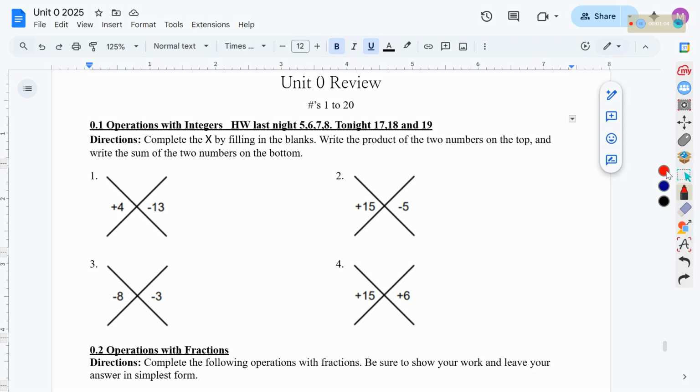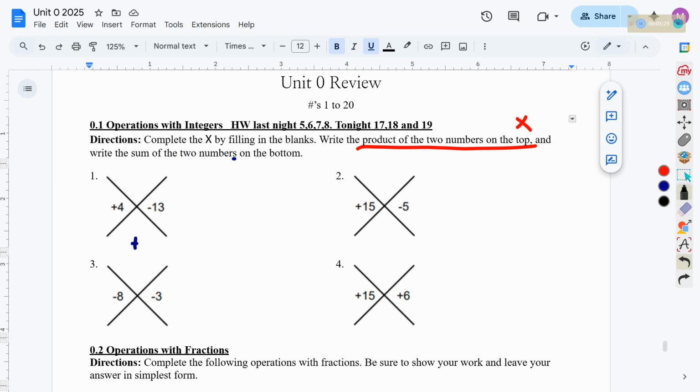Let's begin by understanding the difference between the product and the sum of two numbers. Okay, it says write the product on the top. So again, that's what we get on the top. We write what we get when we multiply. And on the bottom, we write what we get when we add. Okay, so the sum is in this spot down here, and the product is going to go up here on the top. So let's begin.